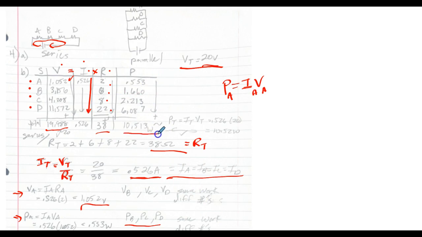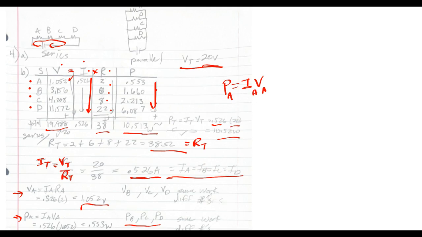If you want to check it, you add up all the powers to get the total power, and then you could use the total current and the total voltage. And again, they're really close. 10.513 and 10.52 are essentially the same thing. All right, so that's the series setup.